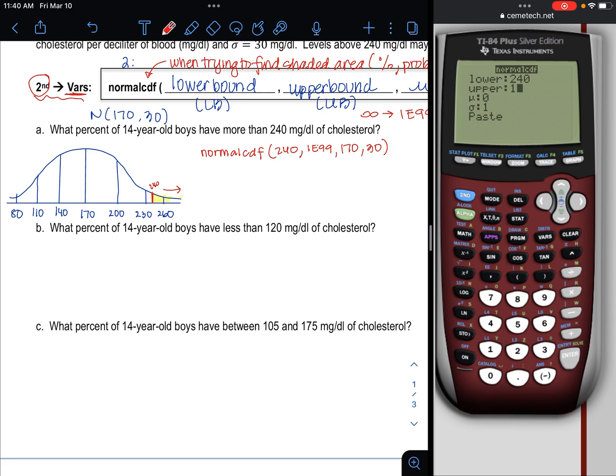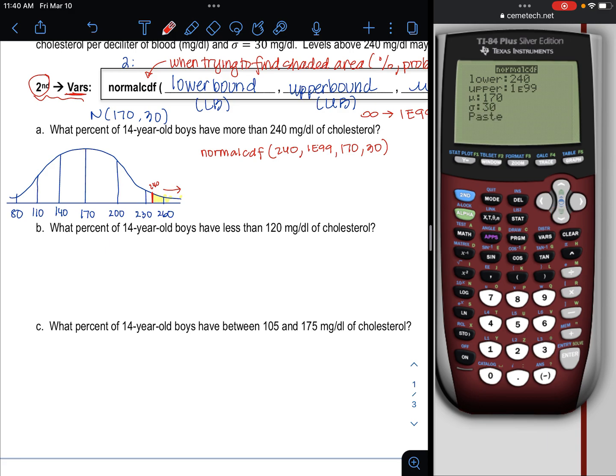It says EE, right? You see above the comma button, it says EE, so we're going to hit second comma. That'll give us the E, and then 99. That's infinity. Well, it's not infinity, but it's as close as infinity we're going to get. Our mean is 170. And then our standard deviation is 30.